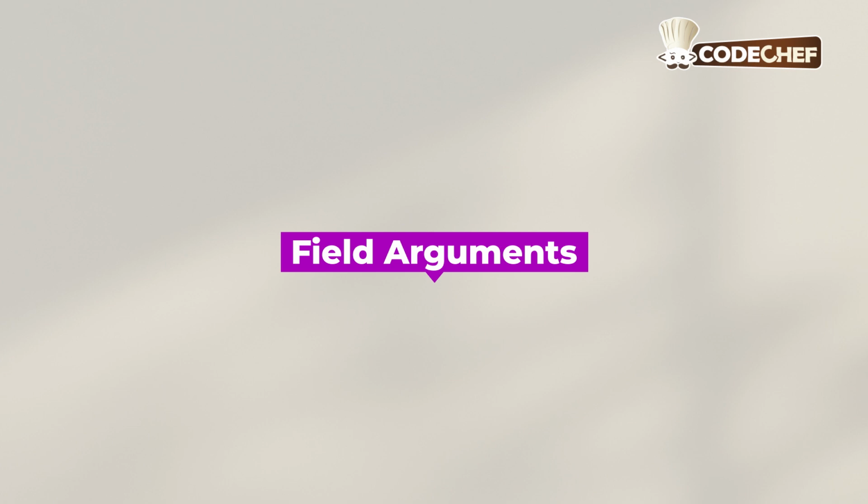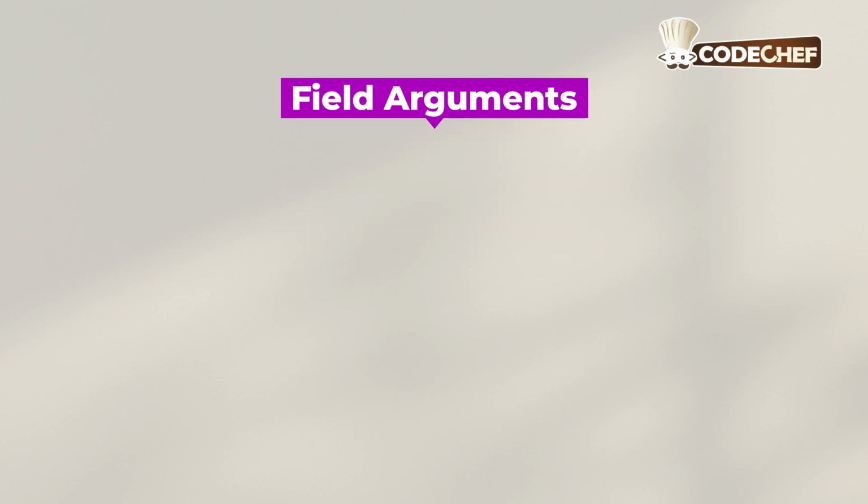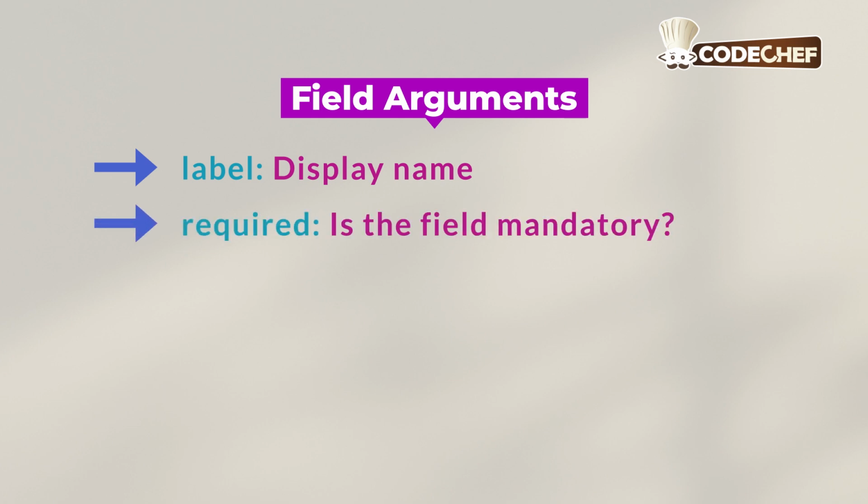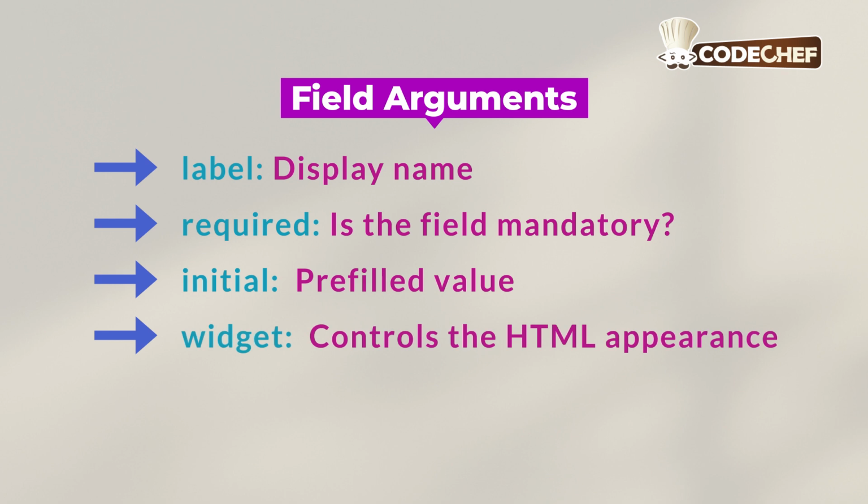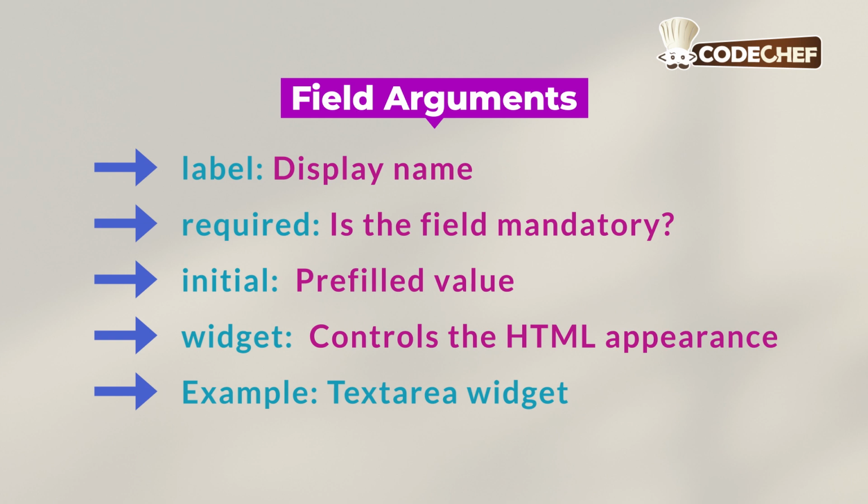Now let's look at field arguments. All fields can be customized using arguments. The label decides what the user sees next to the field. Now required controls whether the user must fill it in, initial sets a default starting value, and widget changes how the field appears. For example, turning a CharField into a multi-line text area.